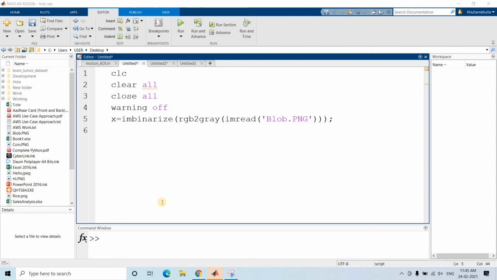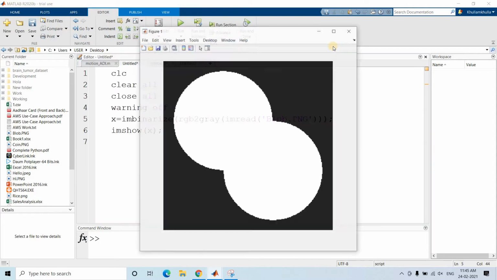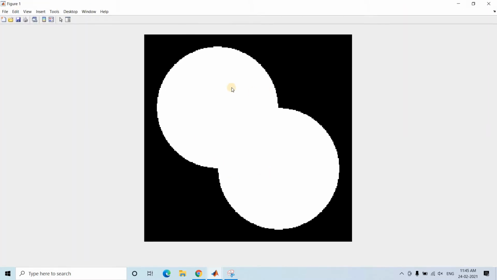In this particular video, I am going to discuss one very important data pre-processing, or we can say image pre-processing concept before applying watershed segmentation. For this discussion, I have taken one binary image. You can consider it a blob, a binary large object, which has this kind of shape.